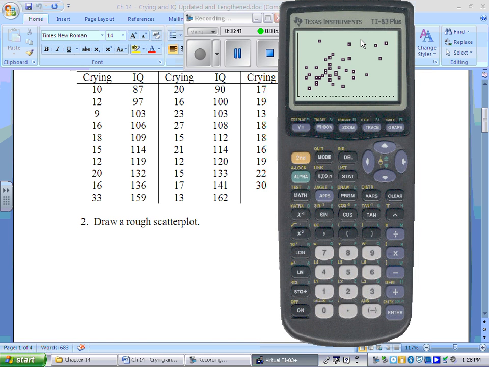Now, some of you may want to still talk about unusual observations. I personally don't see an unusual observation. A few students have mentioned that this guy might be unusual.